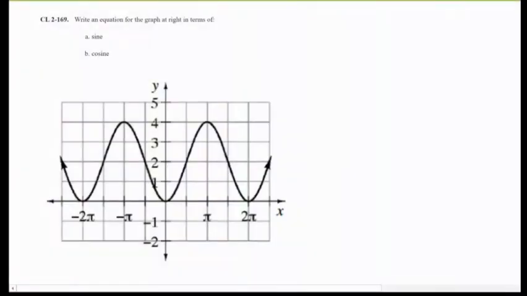You were asked to write an equation for the graph at the right in terms of sine and cosine. It says at the right, but I just enlarged it and put it below. For a sine graph, I know sine starts at the midline. And personally, I like to make it a positive sine graph, which starts at the midline and then starts by going up and then back down.